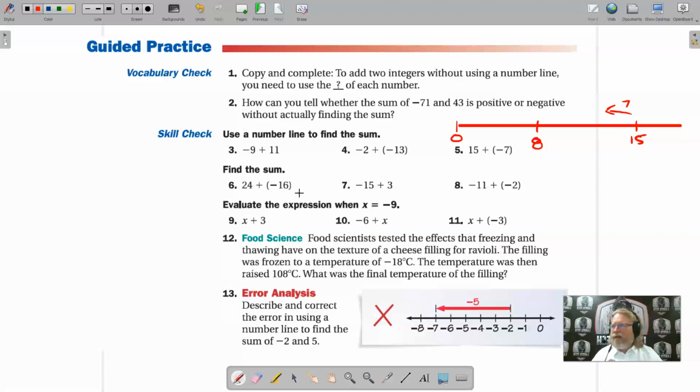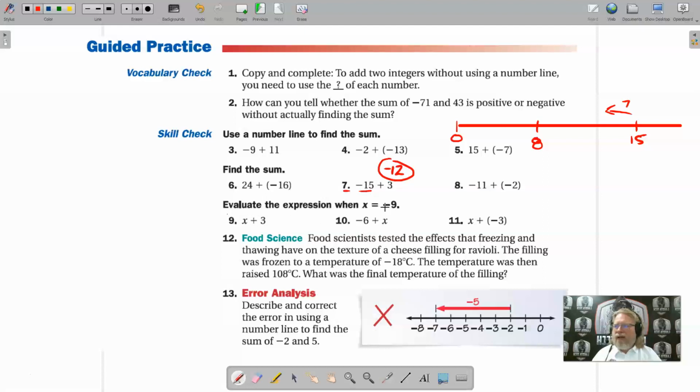Here we have find the sum. We'll do the one here in the middle, number 7. We'll just kind of touch on that. So we have a negative plus a positive. So they are different signs. So we're going to have to go ahead and subtract. 15 minus 3 is 12. And 15 has the greater absolute value, so I'm going to use the same matching sign. So the answer would be negative 12.